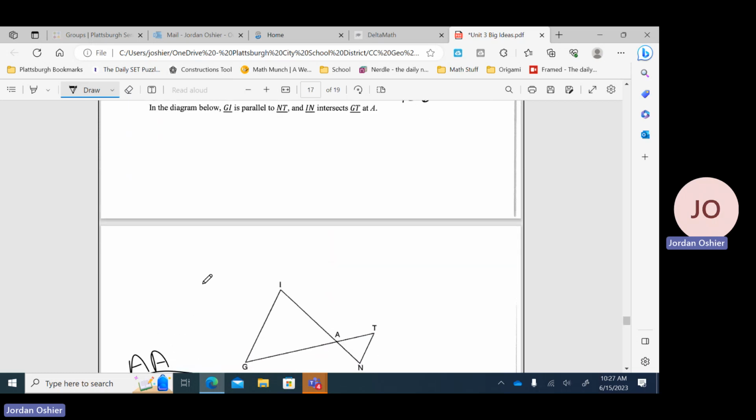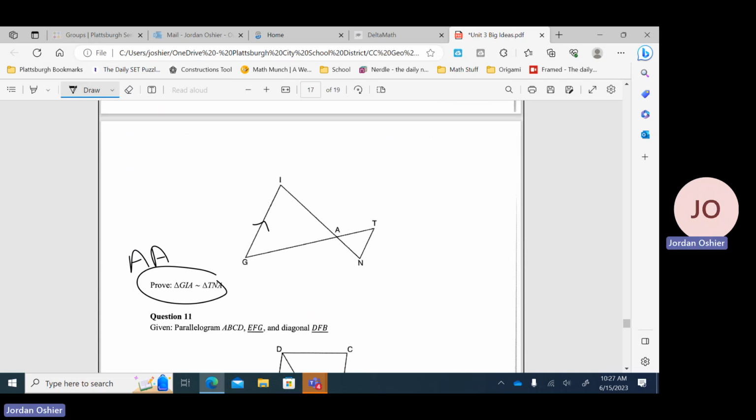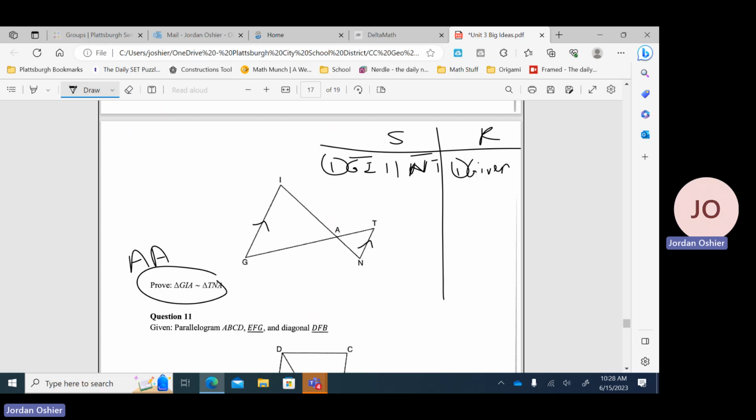GI is parallel to NT. Okay, statements, reasons. First thing I'm going to say is my given. Again, make sure you write all of your given. I might be missing that whole intersect thing, but put that in there. I'm just not, because I don't want to scroll up again, and I'm trying to go somewhat quickly.